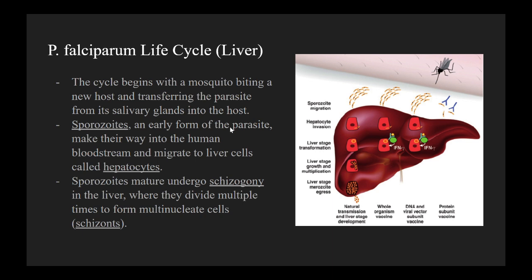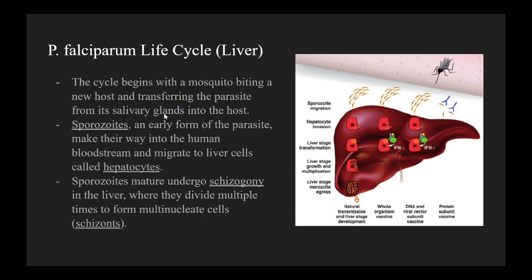So let's look at the life cycle in detail here. We're going to start with a mosquito that's already infected by the parasite. The parasite will actually concentrate in the salivary glands in the mouth of the mosquito. So when this infected mosquito bites a human, it'll transfer those parasites into the blood of the human as it's drinking the blood.